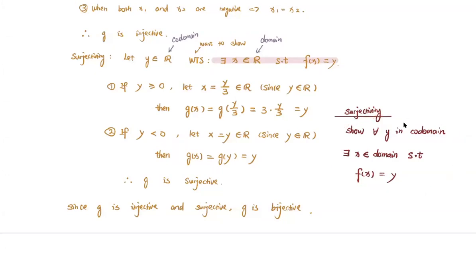Okay, so you pick y in your codomain and you want to express your x as an expression of y, and when you sub your x into your function, you get back y. If you can find such an x in your domain, then you prove that the function is surjective. Any other question?